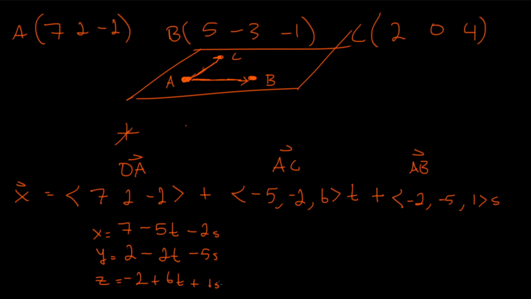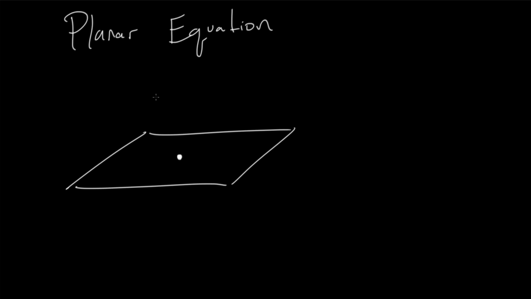Right? This is the parametric equation, and this is the vector equation. We have two vectors taking us in a specific direction, and we have two parameters taking us in two different directions, all on the surface of this plane. All right, so the next thing I want to tackle is the planar equation of a plane.